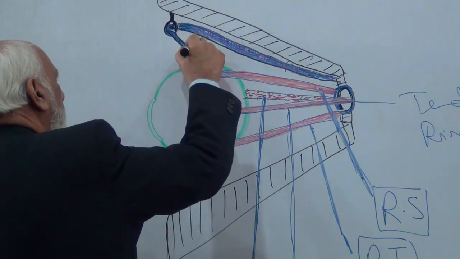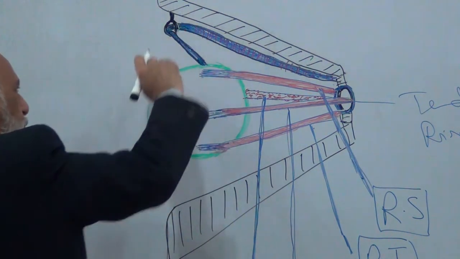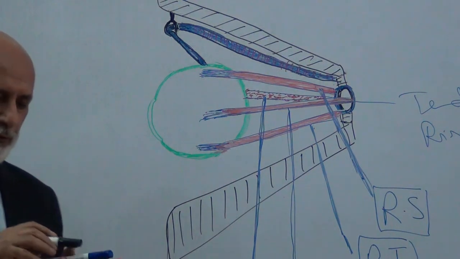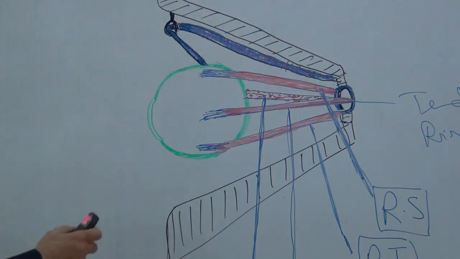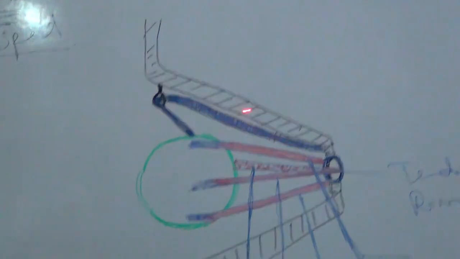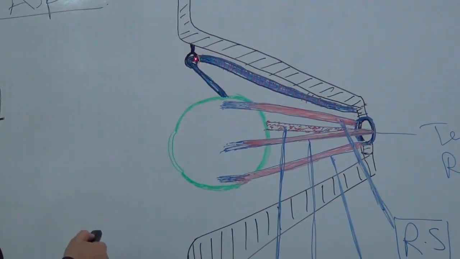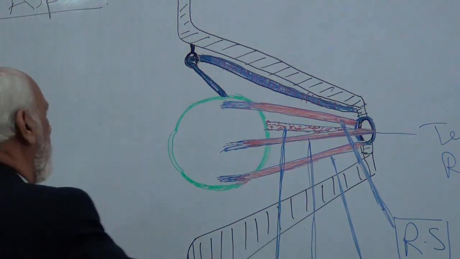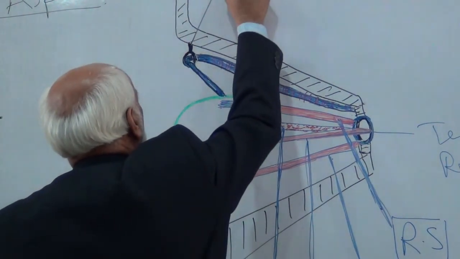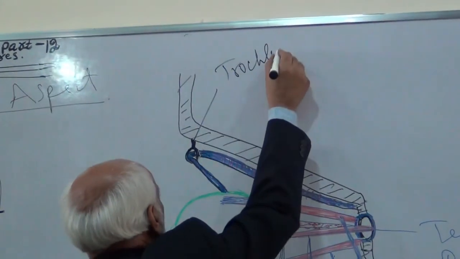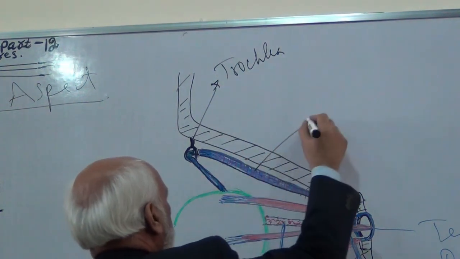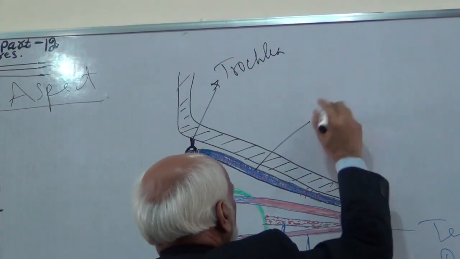This trochlea acts like a pulley through which the tendon of superior oblique muscle passes. The muscle and tendon first run forwards below and parallel to the roof of the orbit. The tendon passes through the pulley and turns downwards and backwards and is inserted to the sclera. This pulley is called trochlea. And this is superior oblique muscle.